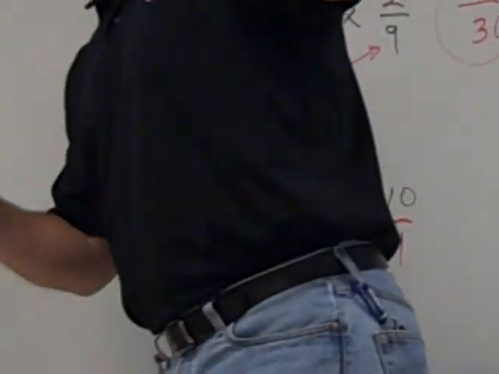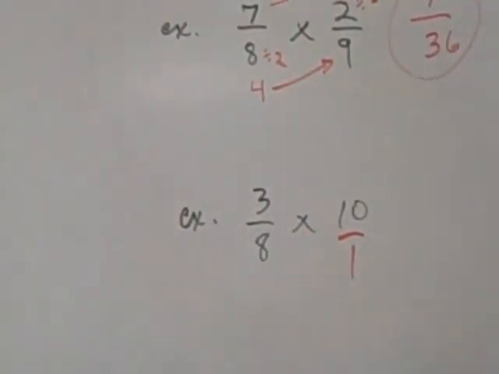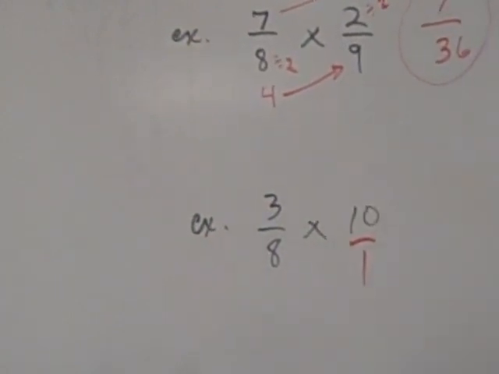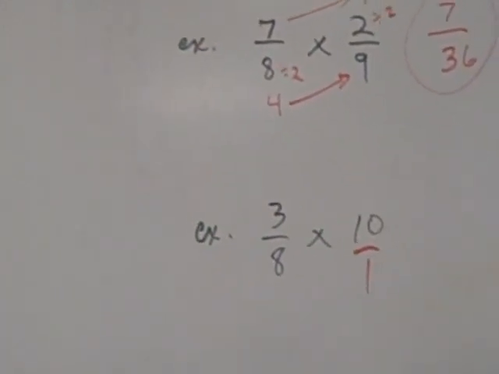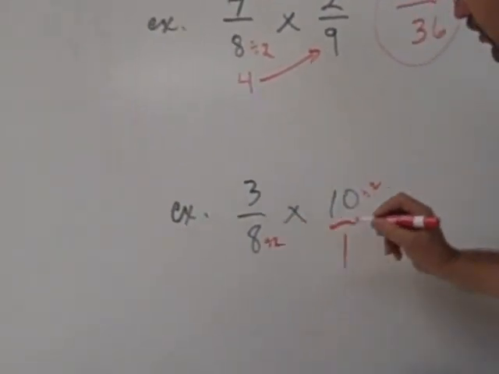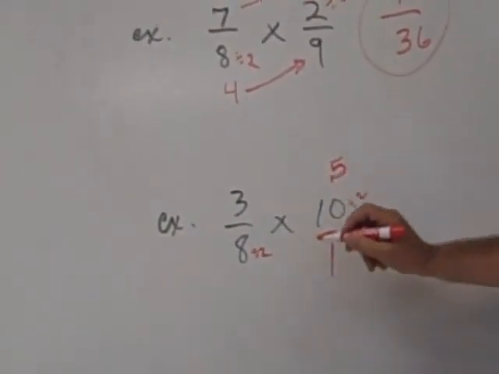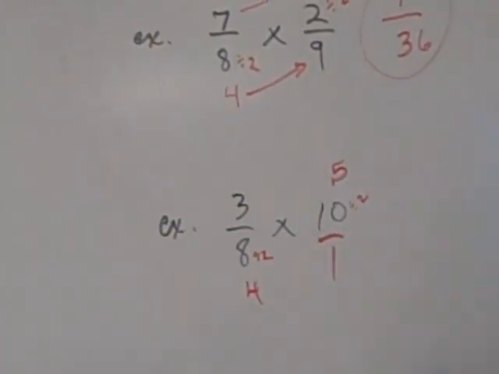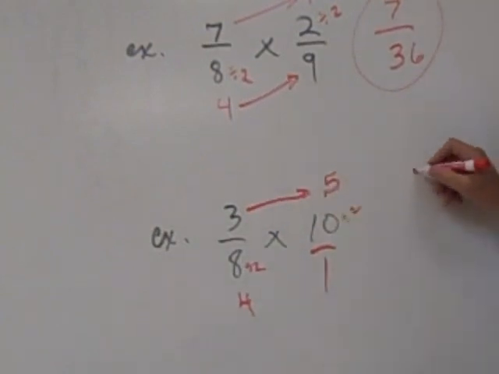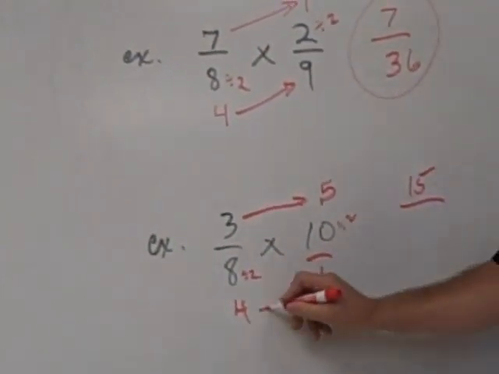Yes. Will something divide out of one of the tops and one of the bottoms? Yes. The 10 and the 8. What will divide out of a 10 and an 8? 2. So let's do that again. Divide by 2 there. Divide by 2. What's this number? 5. What's this number? 4. We okay? Top times top, 15. Bottom times bottom, 4.